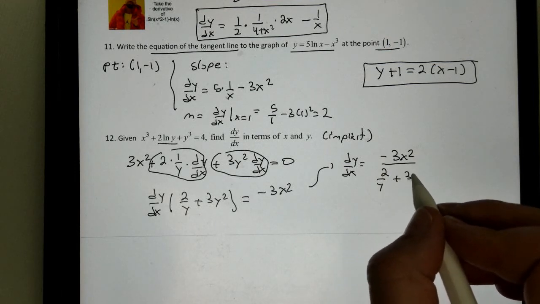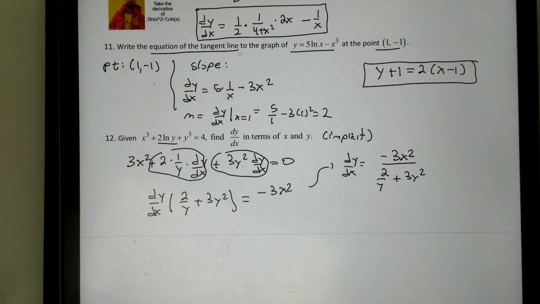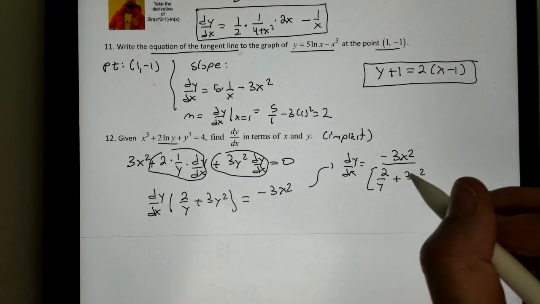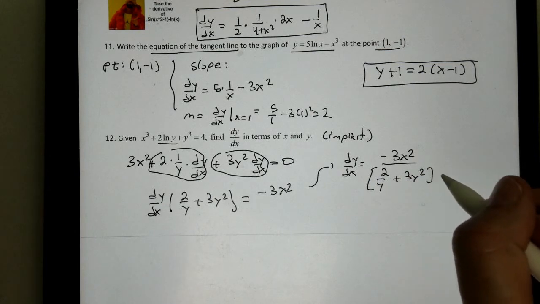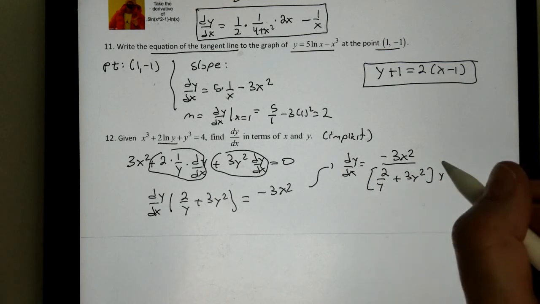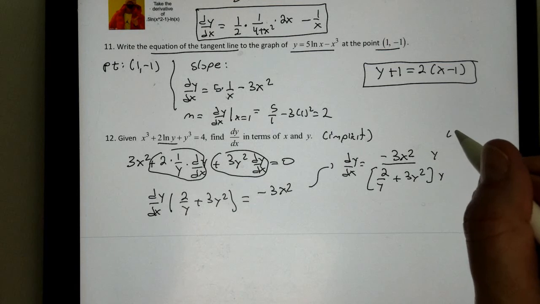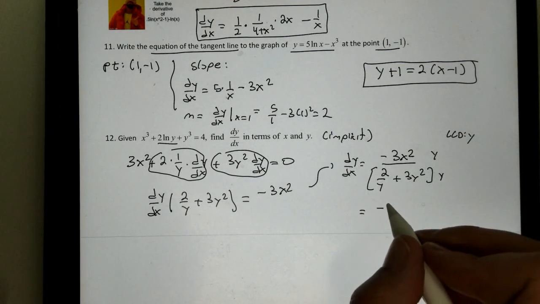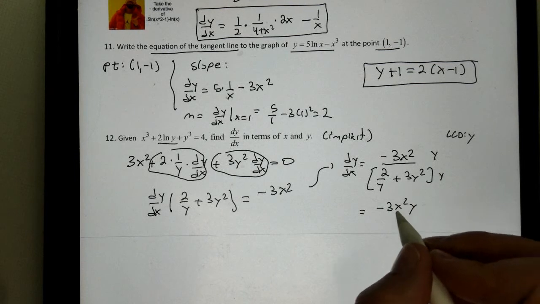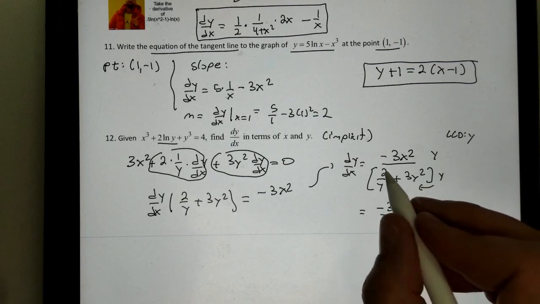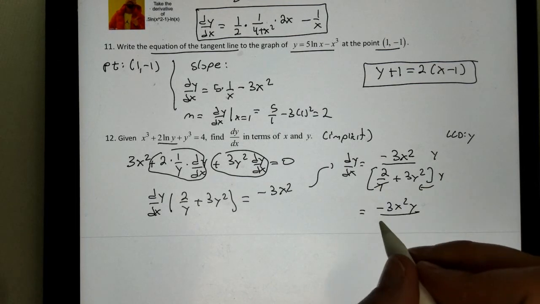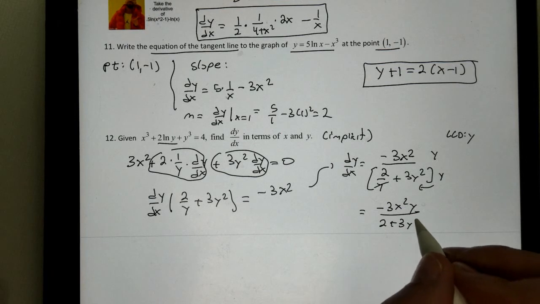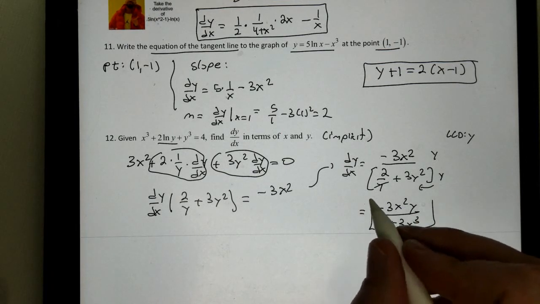plus 3y squared. Now we're still not done, because your eagle-eyed viewers out there recognize this has to be multiplied by y. We have an LCD here. So we're going to multiply top and bottom by our LCD, which is y. And if we did that, negative 3x squared y over, distribute, the y's cancel, we're left with 2 plus 3y cubed. And there's our derivative.